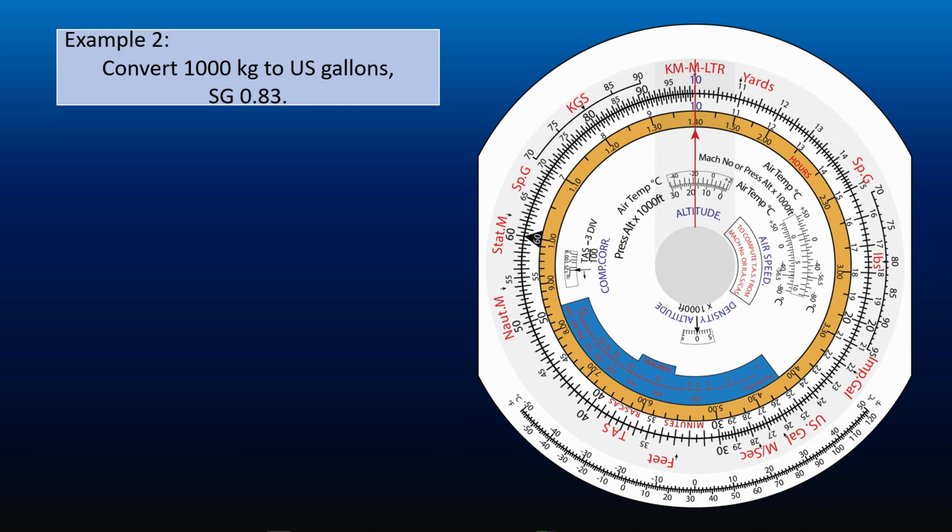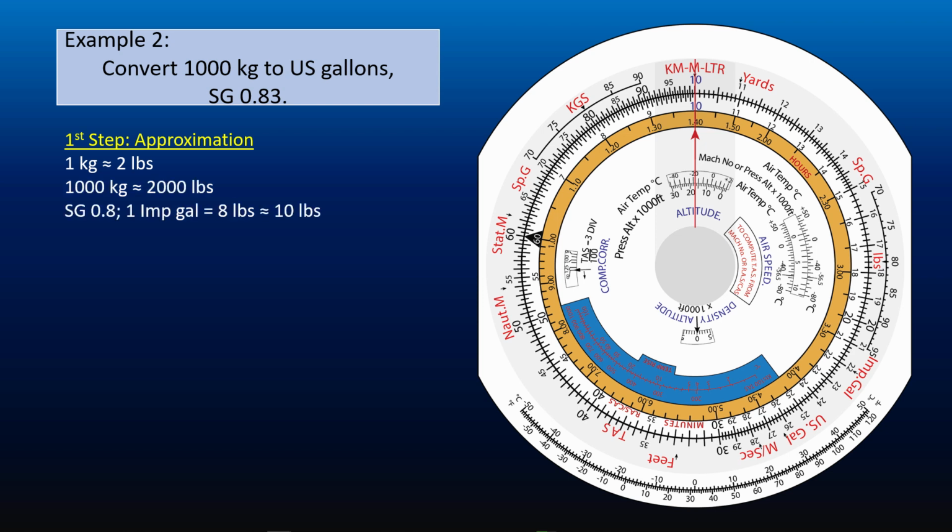Convert 1,000 kilograms to US gallons at specific gravity 0.83. First step, approximation. 1 kilogram is roughly 2 pounds. Thus, 1,000 kilograms is roughly 2,000 pounds. Round up specific gravity to 0.8, this means 1 imperial gallon equals 8 pounds. We take it as 10 pounds. 2,000 pounds divided by 10 equals 200 imperial gallons. Since imperial gallons and US gallons have roughly the same magnitude, we can say that 200 imperial gallons are approximately 200 US gallons.